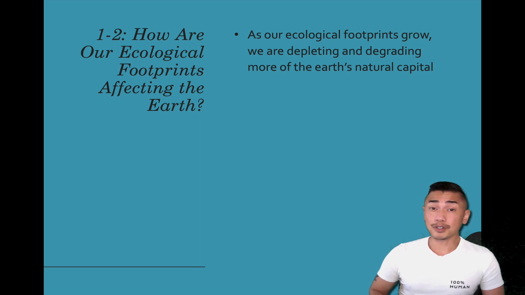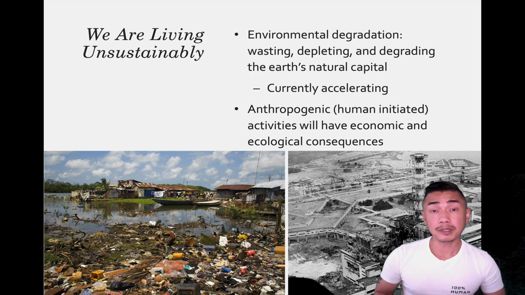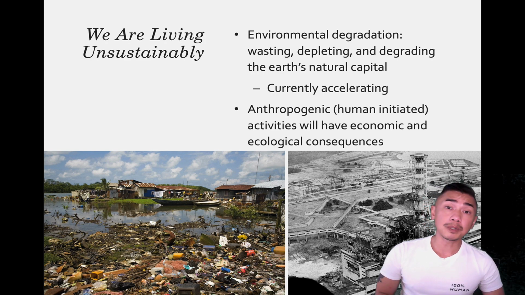In the second section of the chapter, we're going to talk about something called the ecological footprint and think about how our ecological footprints are affecting the Earth. We are living unsustainably, and what that means is that the health and the quality of the environment are decreasing year by year. This has been caused by environmental degradation, or the wasting and depleting of the Earth's natural capital. The pace at which this is happening is actually speeding up, and it is very alarming.